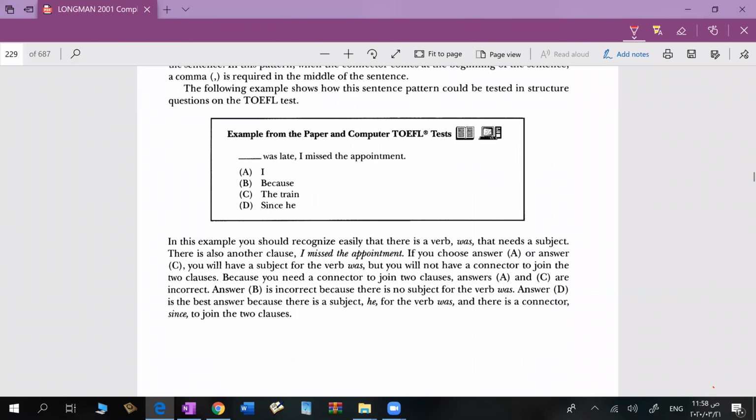Now I want you to answer this question. Blah, blah, blah was late, comma, I missed the appointment. So what do we have here? We have here a verb phrase, and we have a comma, and a subject and a verb. We have another clause. So basically, this verb phrase needs a noun phrase. So before the verb phrase, we are looking for something with a noun phrase, correct? And because we have a comma and another subject verb, we need a subordinate connector. Okay, so we need here a subordinate connector plus a noun phrase.